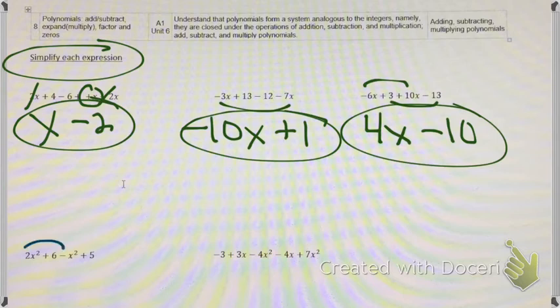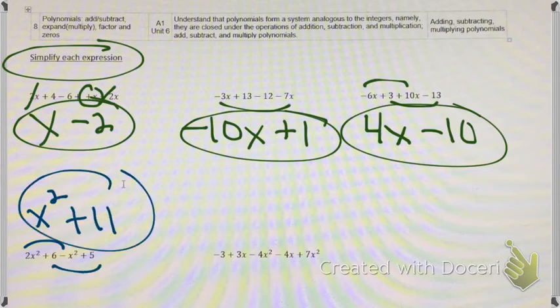2x squared minus x squared would give me x squared. And 6 plus 5 would give me 11. So I'm just combining like terms. Like terms, same variable, same exponent. I've got here minus 4x plus, so that's 3x squareds.